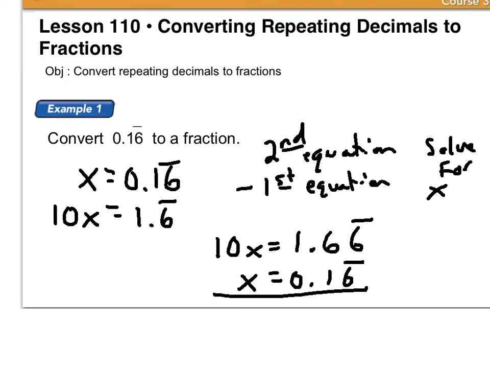Well, what's going to happen here is now we've got a subtraction problem. And we're going to subtract like terms. 10x minus x is 9x. And then 1.66 repeating minus 0.16 repeating. What happens is these just cancel each other out because 0.6 repeating minus 0.6 repeating equals 0. So these will cancel. And that's what we want to have happen. So now look what happened. We don't have any more repeating decimals there. Okay, and that's a very good thing. So now we're going to subtract these. 1.6 minus 0.1 is 1.5.